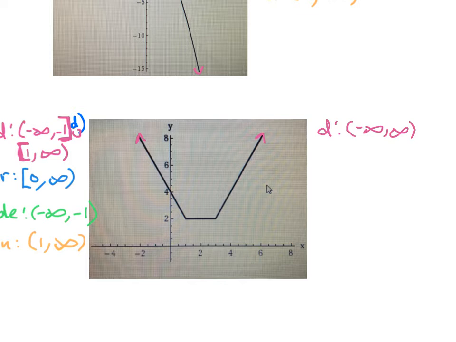Our range, we look at our y values. So our graph starts when y is 2. And we don't have any circles there, so we're going to put brackets. And then it goes forever up, so our range ends at infinity.